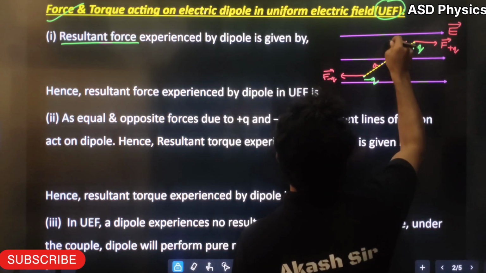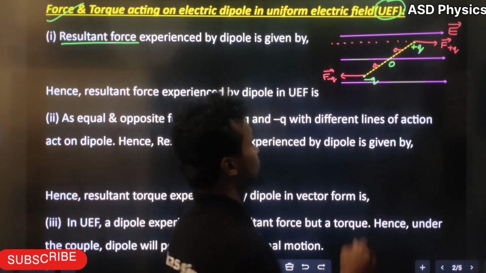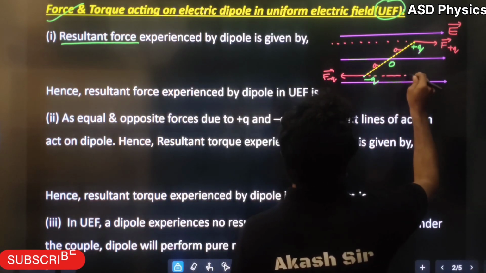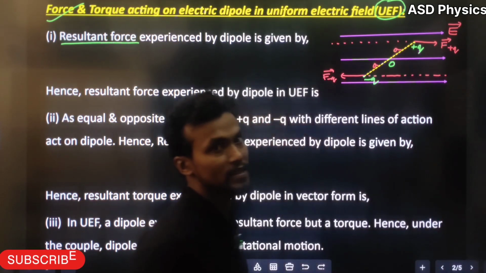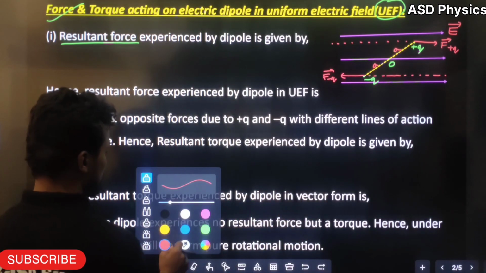After that, if I draw this line, this is called the line of action of force F plus Q, and this one is the line of action of force F minus Q. That one we will use for the torque derivation. But first let's calculate the force.